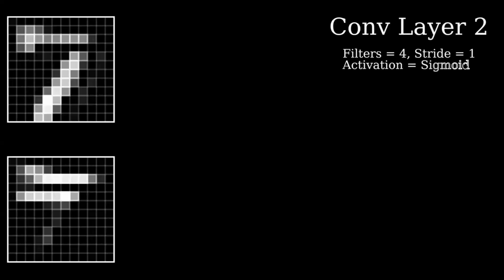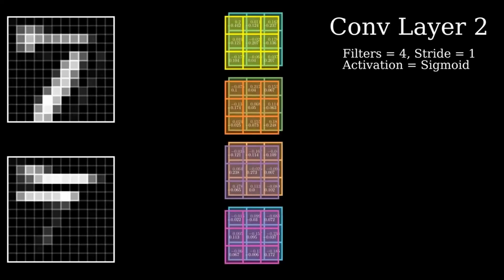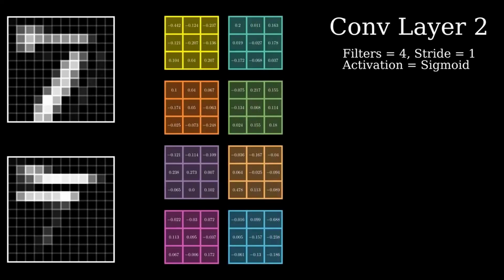Next up is our second convolutional layer. Here we will use 4 filters with a stride of 1 and an activation function called sigmoid. As you probably noticed by now, these filters are stacked. If you separate them, you'll see that we actually have 8 filters. So, what is going on?